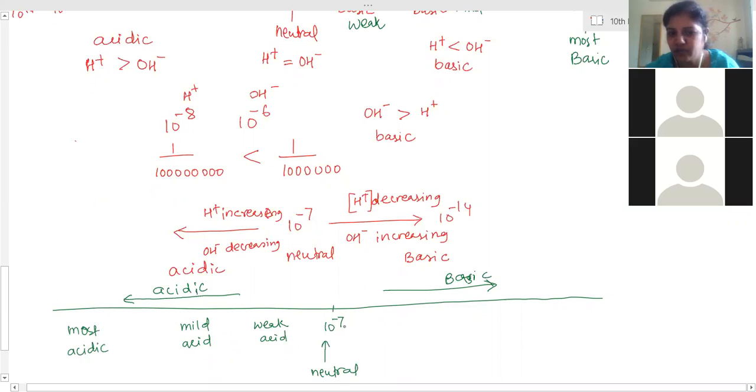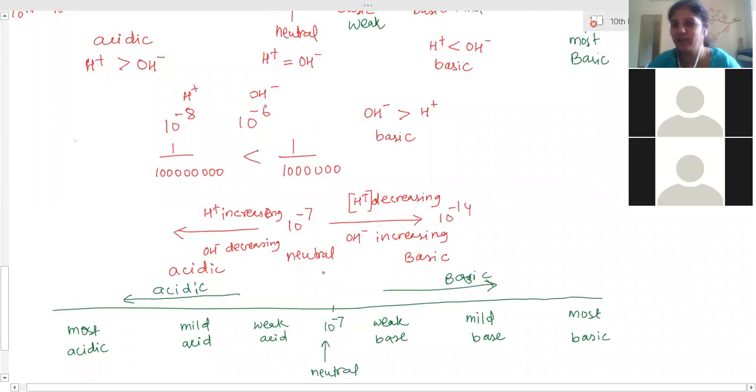And this side, near to 10 to the power minus 7, it is weak base. Then here we get mild base, the middle one is mild base. And then at the rightmost it is the most basic. So this is the pH scale.